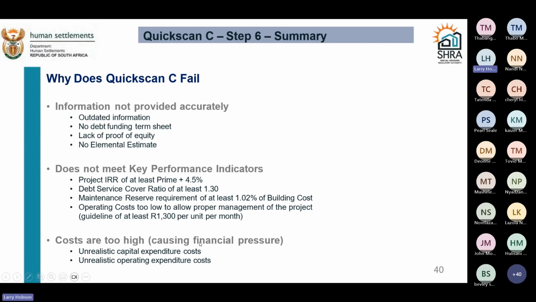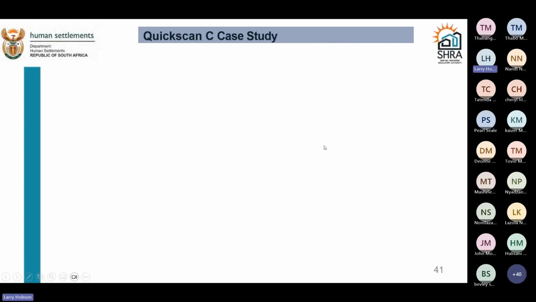Other reasons for failing, causing financial pressure, are unrealistic capital expenditure costs or unrealistic operating expenditure costs. Those examples have already been mentioned. So if you've done all your work and you've got all your backup and you've got the right things in, you'll find that you get lots of green ticks on your summary page and you won't have any red crosses.